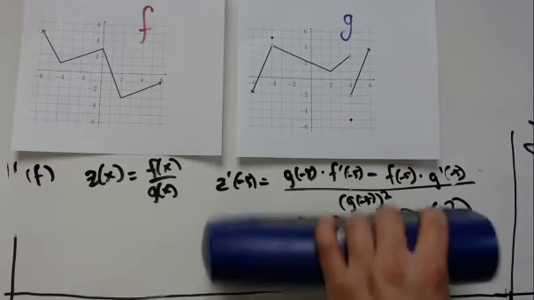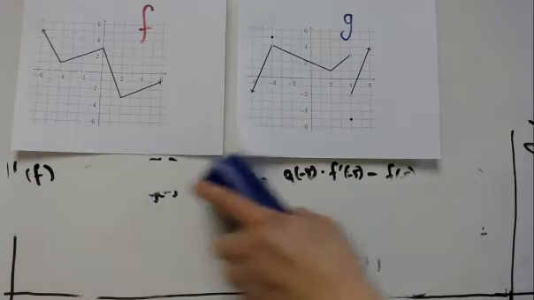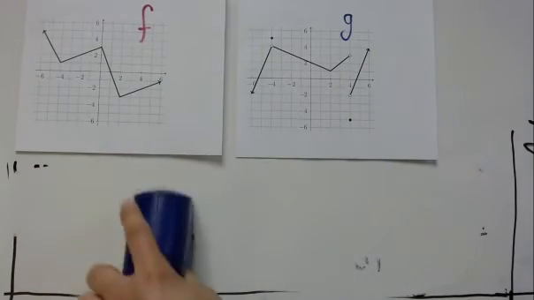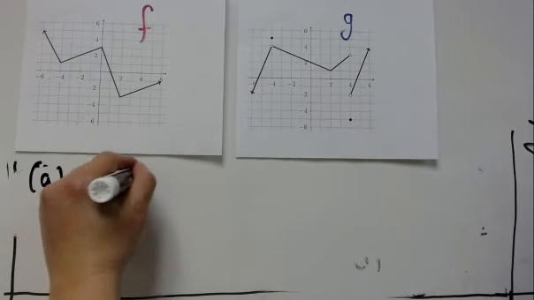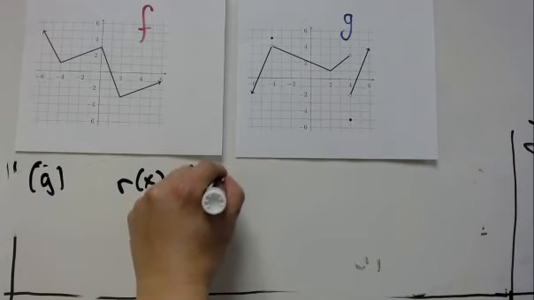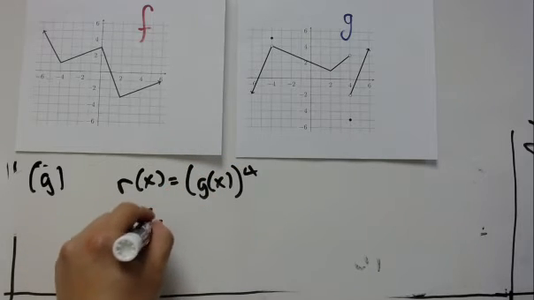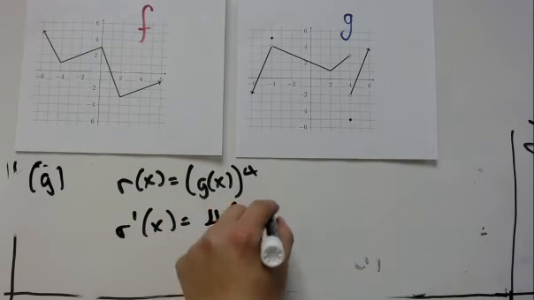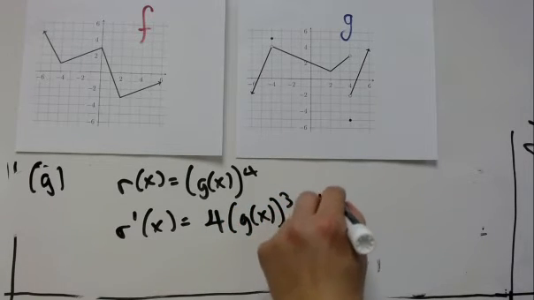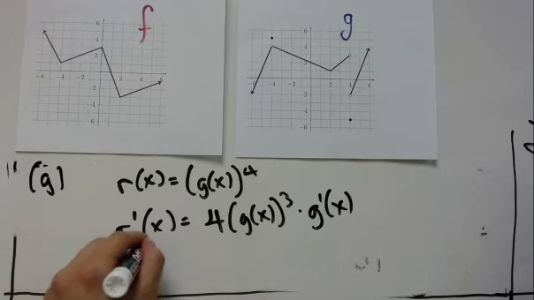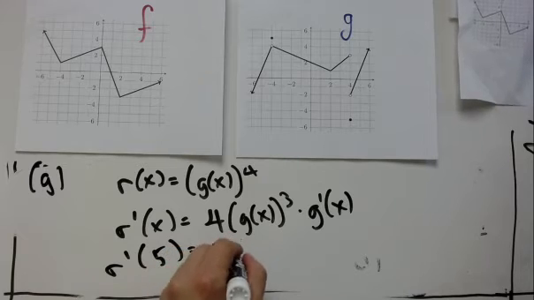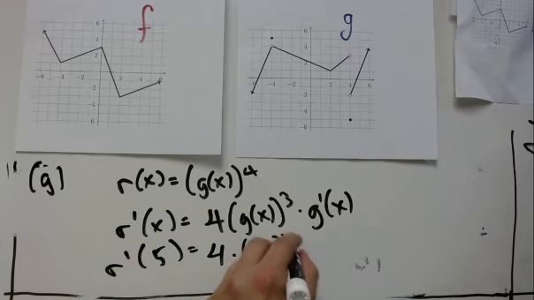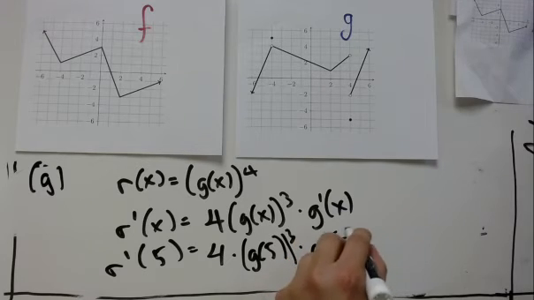Okay, part G. Part G deals with r prime of 5, okay, but r of x was given to be quantity g of x to the 4th. So r prime of x, due to the chain rule, is 4 g of x to the 3rd times chain rule g prime of x. So then r prime of, what was the number in the question? 5 is equal to 4 times g of 5 cubed times g prime of 5 once, right?